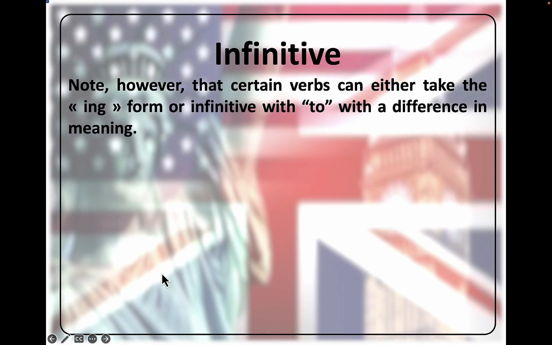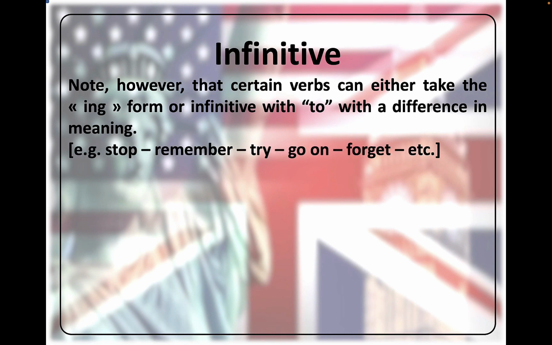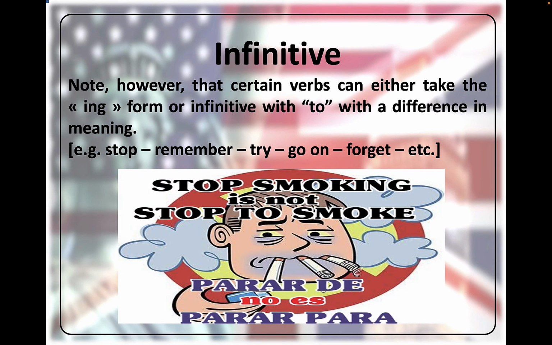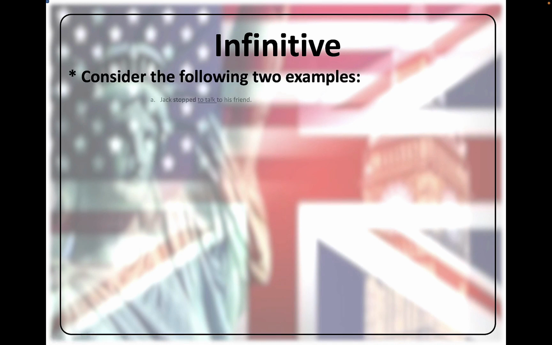Note, however, that certain verbs can either take the ing form or infinitive with to, but with a difference in meaning. So, some verbs accept both the infinitive with to and the gerund, but the meaning is not the same. Let's see such verbs: stop, remember, try, go on, forget, etc. For example, stop smoking is not the same as stop to smoke. Let's study some examples. Consider the following two examples.